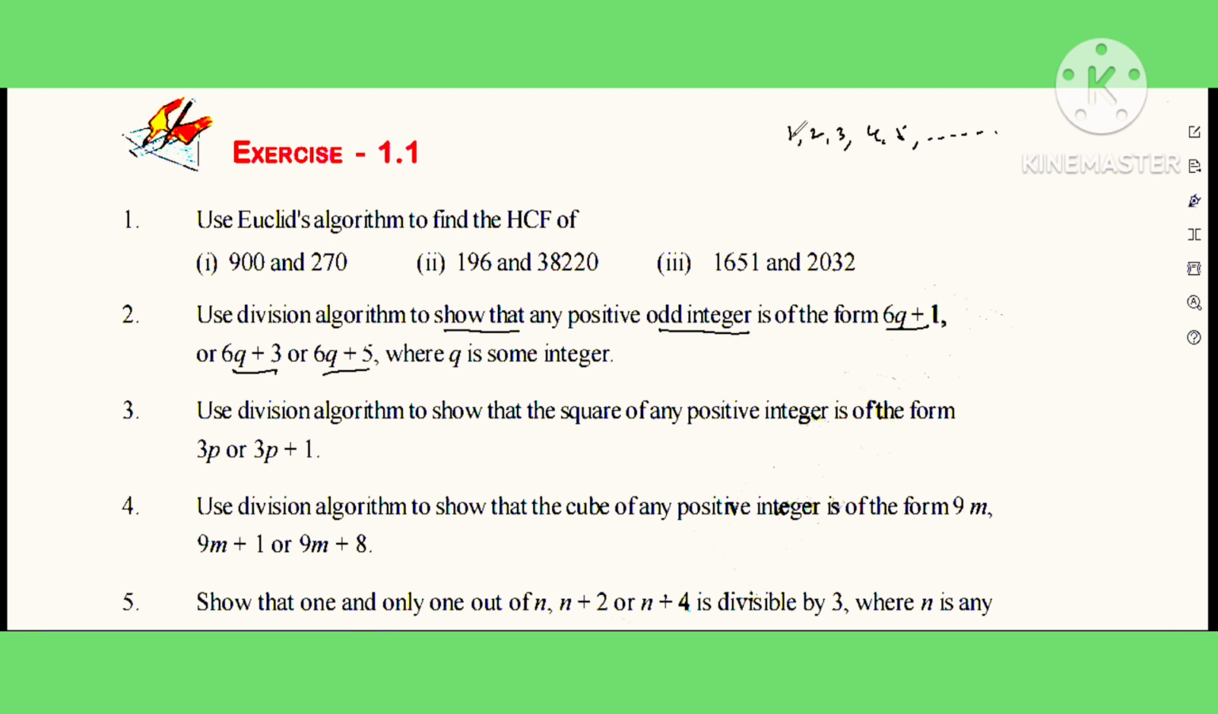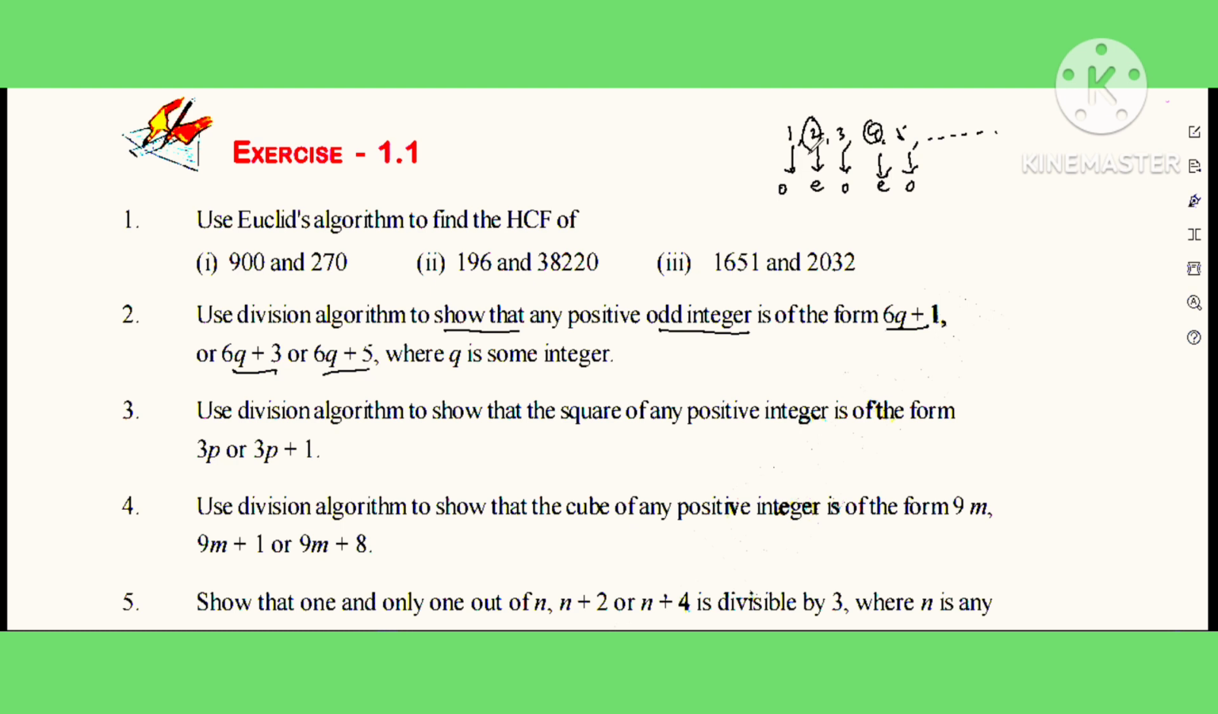Already you know that any number is either even or odd. We take 2, 2 is even. We take 1, that is odd. 3 is odd, and 4 is even. 5 is odd. So we have even, odd, even, odd, even, odd. Any integer is either an even number or an odd number. There is no other option.